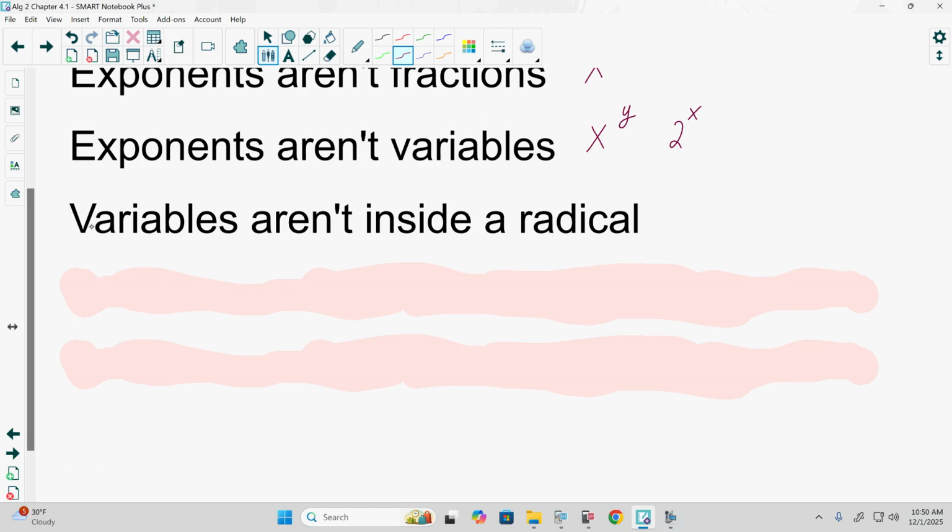Variables aren't inside a radical. We cannot have a variable inside the radical. So we can't have the square root of x. I can't have the cubed root of x, the fourth root of x, fifth root of x. It doesn't matter what the root. If a variable is inside a radical, it is not a polynomial function. It would actually be a radical.